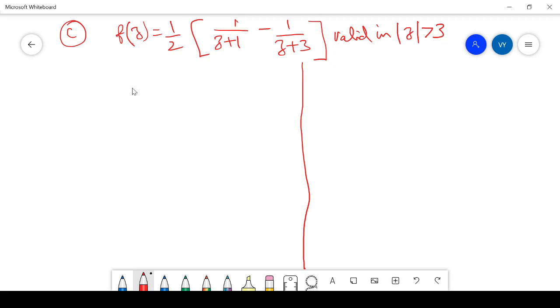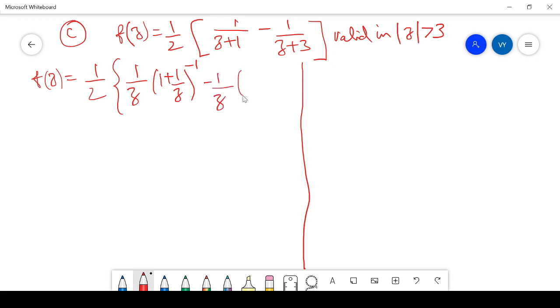You can do it like this. f of z is equal to 1 by 2 times. I'll take this 1 by z out, and this will be 1 by z into (1 plus 1 by z) whole power minus 1. And again minus 1 by z into (1 plus 3 by z) whole power minus 1.